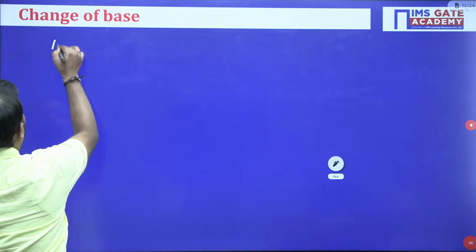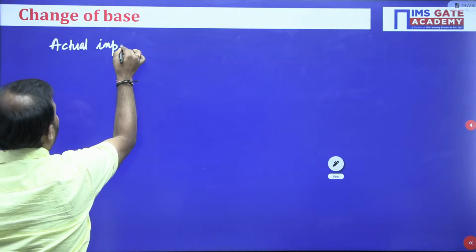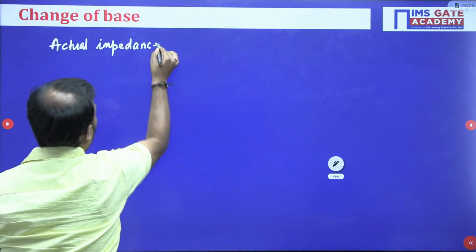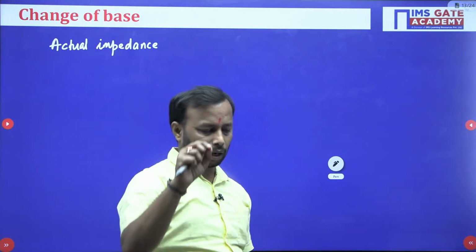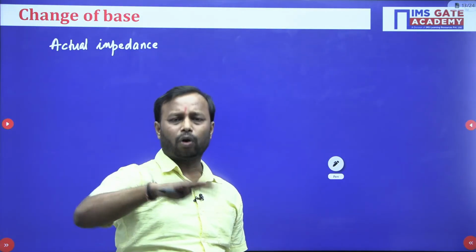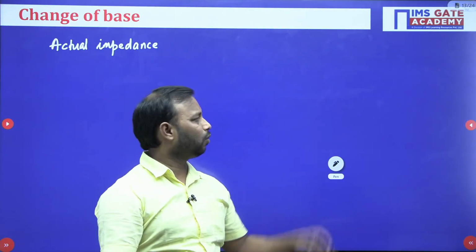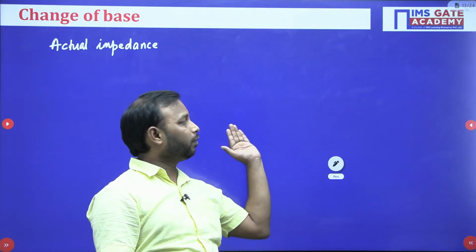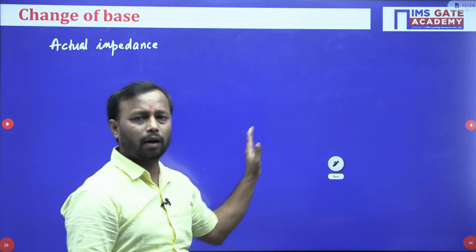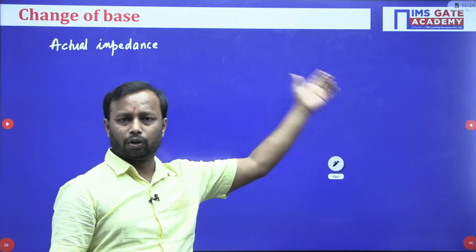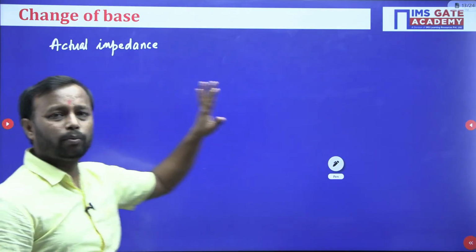Suppose your actual impedance... basically this change of base is related to the impedance. Most of the time, the impedance needs to be changed, because voltage, power and current mostly remain the same whenever you are moving from one parameter to a different parameter, or from one apparatus to the second apparatus. Those quantities remain almost the same, but the impedance is going to change.